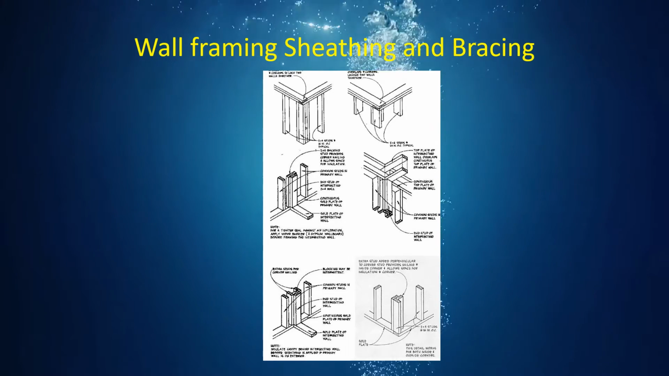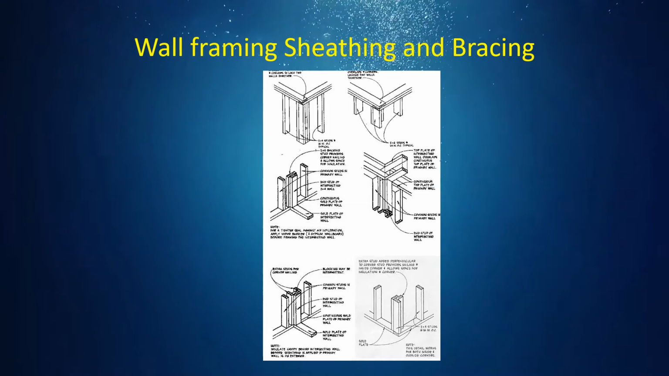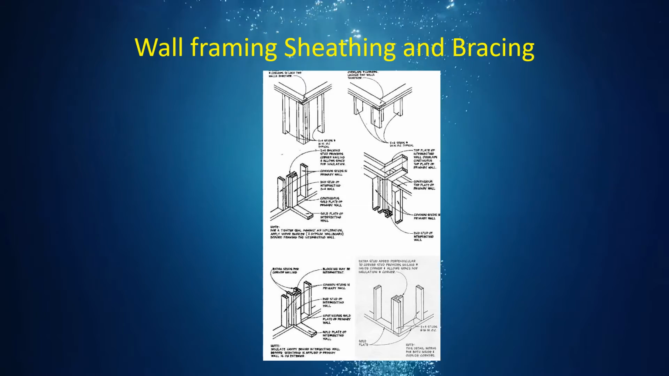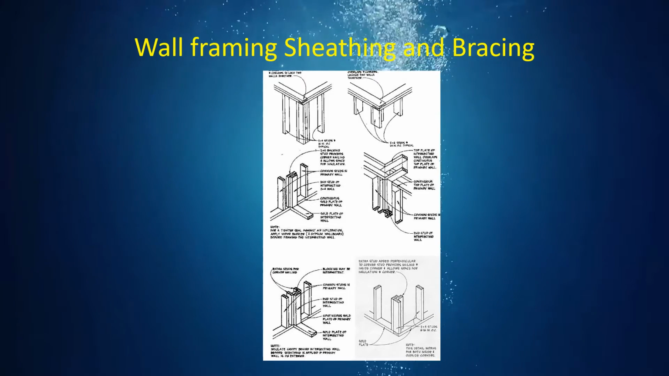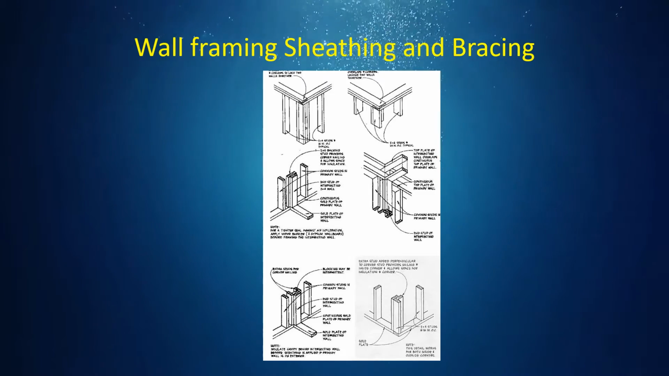Some building codes require blocking to be installed at the mid-height of the studs in wall frames that are taller than 2.5 meters. The purpose of this blocking is to stop off the cavities between studs to restrict the spread of fire.